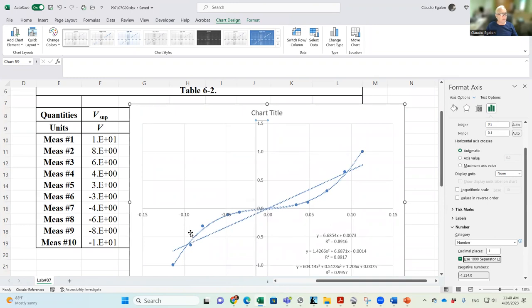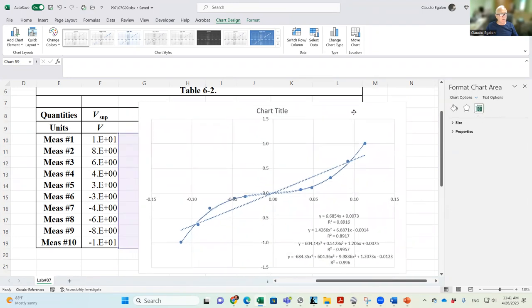You don't need to worry about significant digits in the axis here. All you need to do is to display a number that has enough decimal places for you to distinguish one from the other.